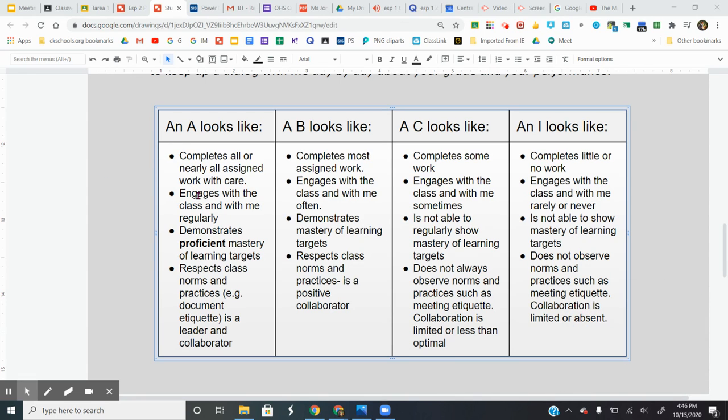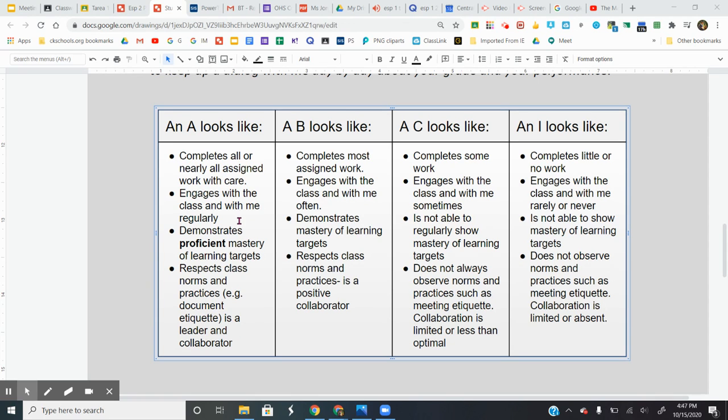I simply have a few descriptors that cover pretty much everything you would do in class at each level of proficiency and participation. An A student will be somebody who completes all or nearly all assignments. That's to recognize that there might be a circumstance in which even the most interested person has an access issue or has some other disruption in their life. I understand that. So I just want to see consistent quality work.